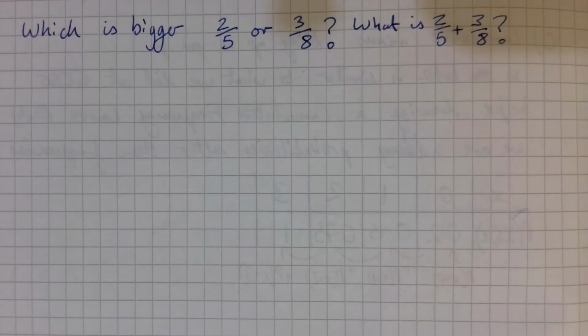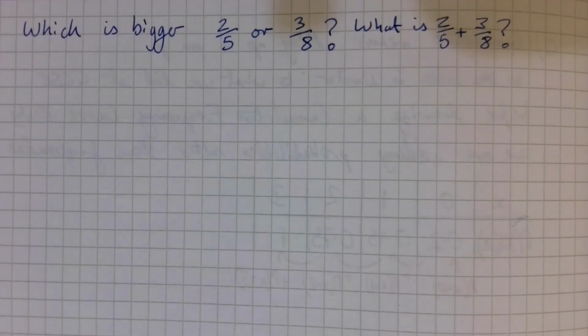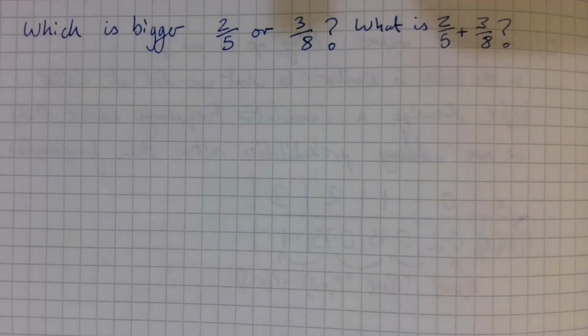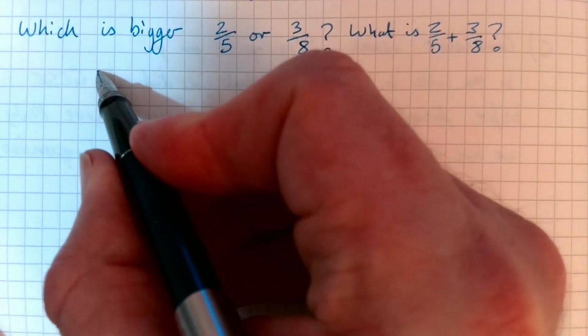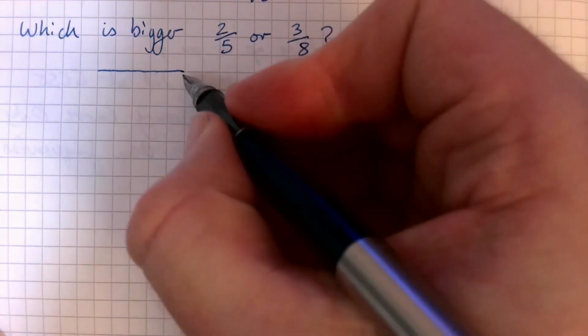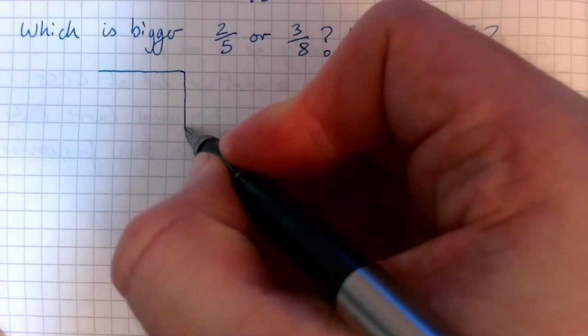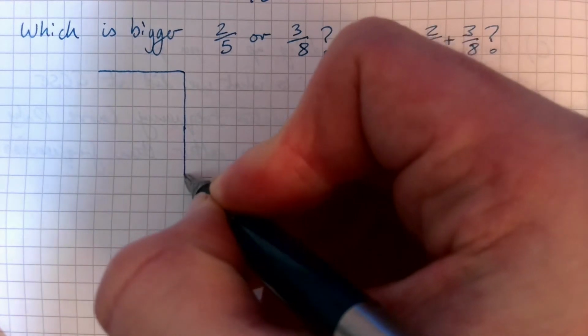Right, let's have another one. This one's going to be a bit more. What is bigger, 2/5 or 3/8? And what is 2/5 add 3/8? Well, pause the video and start by drawing 2 rectangles. Hopefully your rectangles are 1, 2, 3, 4. I'm going to go 5 wide and then 8 down, because it doesn't take up as much space going across. 1, 2, 3, 4, 5, 6, 7, 8.